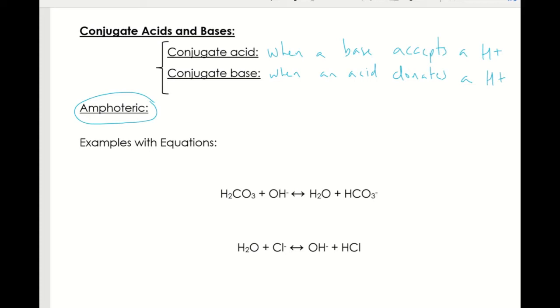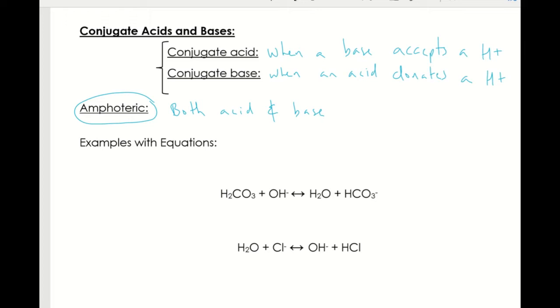Last definition before the examples here is amphoteric. Okay, if something is amphoteric, that means it can be both an acid and a base. Okay, it can do both. It can give and receive. So things like H2S or H2O, that's water, right? The H is in the front, which means it's an acid, but it can also accept an H and become H3O+. So it can give and become OH-, or it can accept and become H3O+. So it can gain an H or lose an H. That's amphoteric.